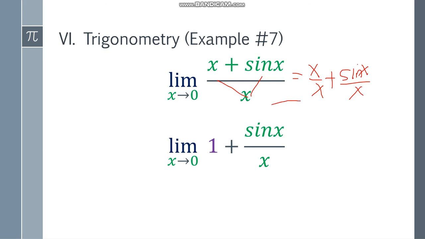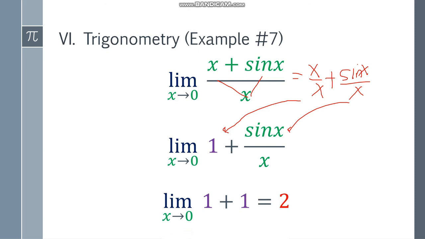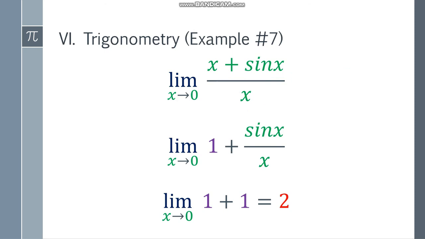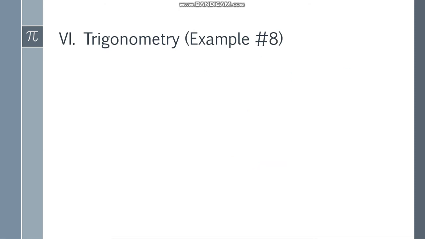So x over x is equal to 1. And sine x over x is like this one. We know that sine x over x, that will be 1. And of course, 1 is as is. 1 plus 1 is 2. If you encounter a problem like this one, you can just try to distribute the denominator. Okay, so let's have the last example.